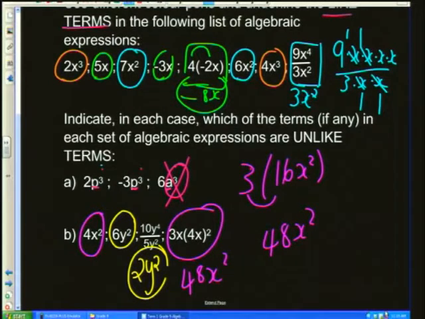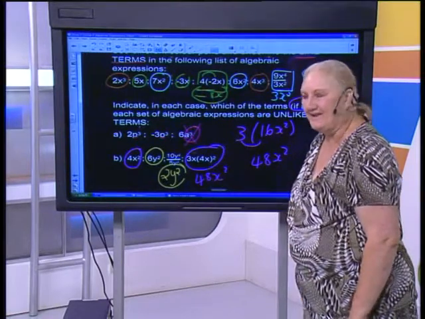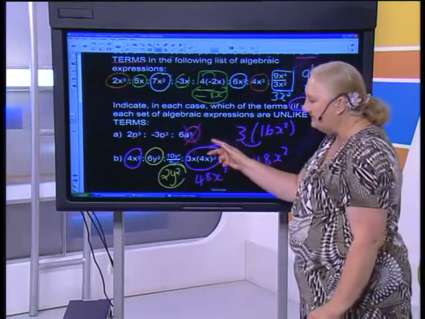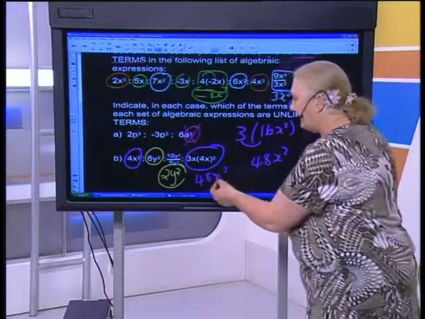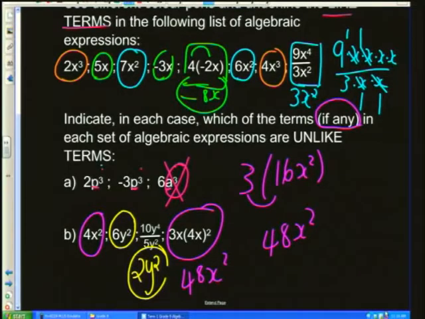What was our instruction? Indicate in each case, A and B separately, which of the terms, and look what the instruction says here, if any, in each set of algebraic expressions are unlike terms. So that tells us that there might be one where they are not unlike terms. So there we had an unlike term. Those two are the same, that one differs. Here we have two sets of like terms. So the if any comes in here. We don't have an unlike term with this one.